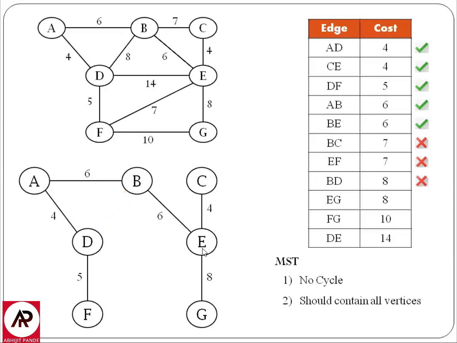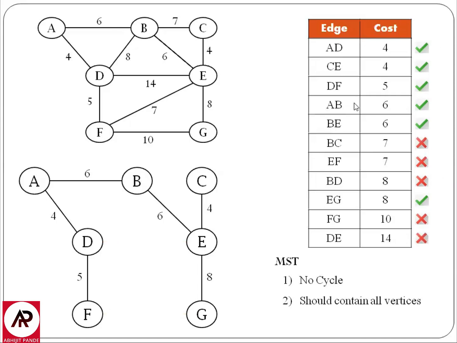The next edge is EG. Here I can consider EG because if we connect the two vertices E and G with the edge EG, it will not form any cycle. So I can add it to my MST. The next is FG. If we draw FG, then it will create a cycle between the vertices A, B, E, G, F, and D. So I'm not going to consider it. And the last edge is DE. If we consider DE, again it will form a cycle in my graph. So I'm not going to consider it.